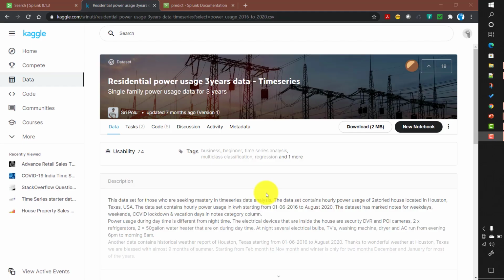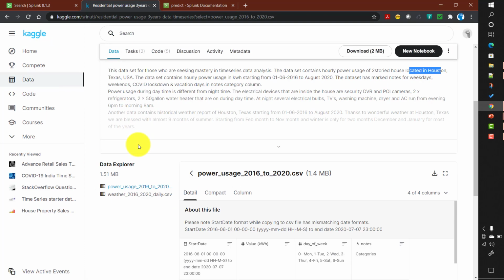The data we'll be using for our analysis today is the power usage data from 2016 to 2020, I think, in Houston. You can download this particular data from Kaggle. I have downloaded this and indexed the data as well. There are 2 time series datasets. One is the power usage, which is univariate in nature, and there is weather data as well, which is multivariate in nature.